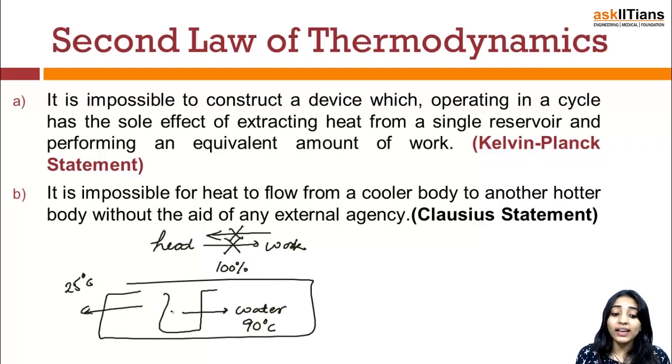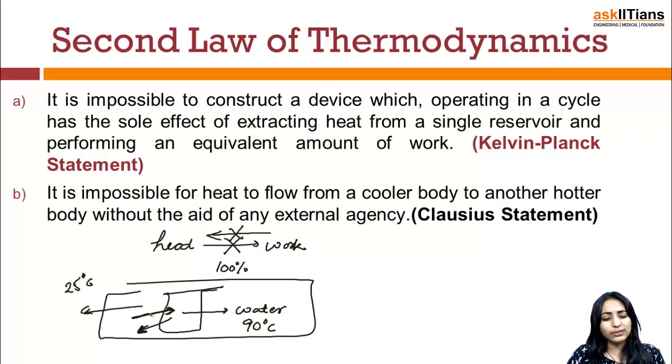So this says that if you have a body at higher temperature, this is what we know practically, that heat will flow from a higher temperature body to a lower temperature body. That's obvious. But the second law of thermodynamics says that if you want the flow of heat from a lower temperature body to a higher temperature body, like if you want this beaker of water to be raised to at least, for example, 100 degrees Celsius, you need to provide any external agency which can do this work.